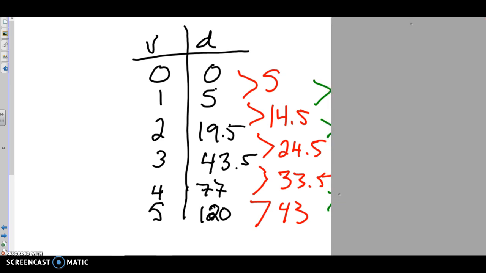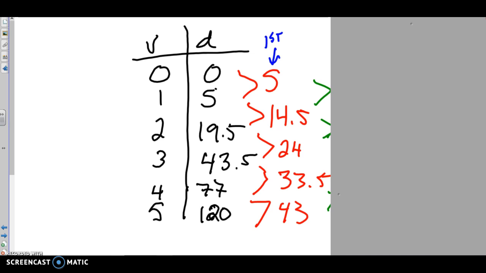I made an error right there. $77 minus 43.5 and 120 minus 77. This gets me my first difference. And it's not constant, so I know it's not linear.